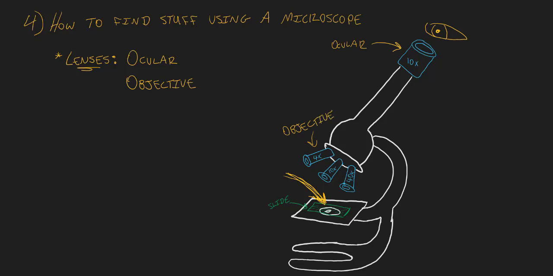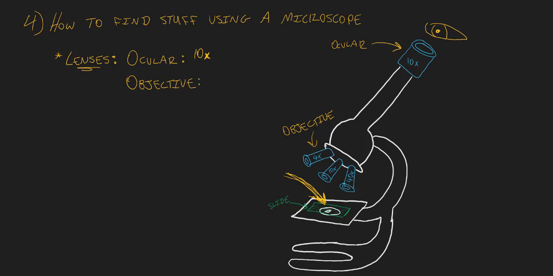Now notice the ocular lenses and the objective lenses have numbers written on them. This is the amount of magnification you get from each of these lenses. Ocular lenses are usually either 5x or 10x. All of ours in our examples are going to be 10x. This means that they magnify an image 10 times. They make it appear 10 times larger than it is in real life.